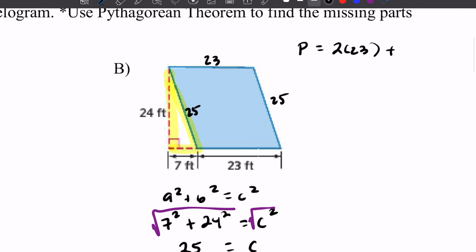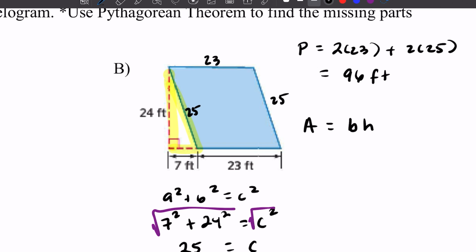So I have 2 times 23 plus 2 times 25. Add them all up together, you get 96 what here? 96 feet. Perfect. All right, next thing is to figure out the area. So area is equal to the base of the parallelogram times the height of the parallelogram.